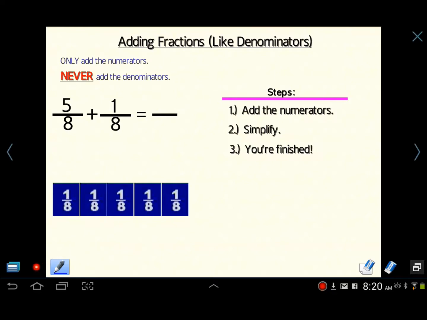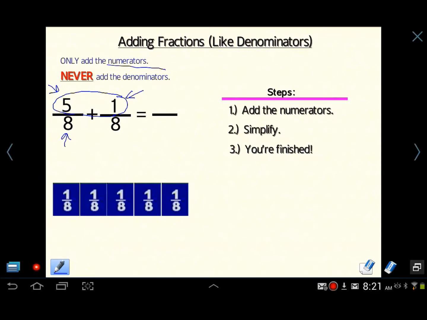Now I'm going to go over some of the steps here, but there are some things to keep in mind which are really important. Number one, when you add and subtract fractions, you only add the numerators. Don't add anything else. You're paying close attention to the numerators. We're not going to do anything with the denominators. So only add these things, 5 and 1. The numerator is the top number, the denominator is the bottom number.